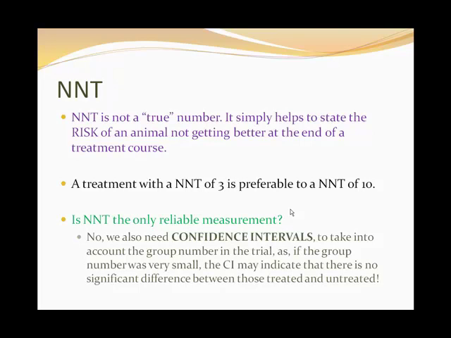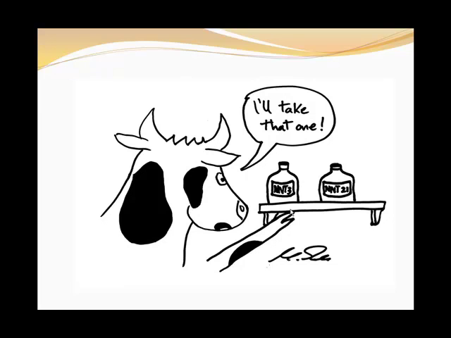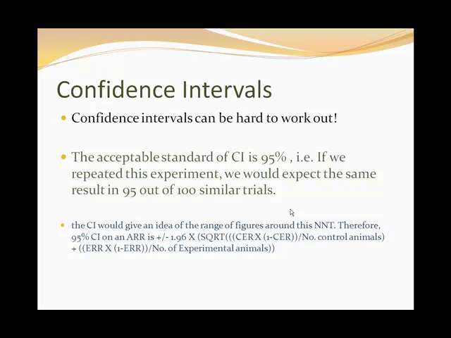Now, NNT isn't the only thing we should look at, because we also need to look at confidence intervals. For instance, if a trial was done on 1,000 patients, it would be far more reliable than a trial done on 10 patients. However, the confidence intervals can be very difficult to work out and quite confusing. So there's an acceptable standard, and a confidence interval is usually of 95%.